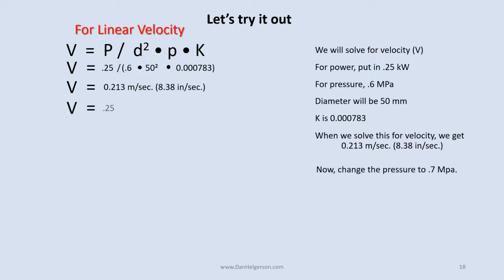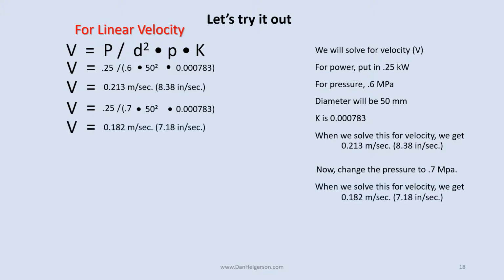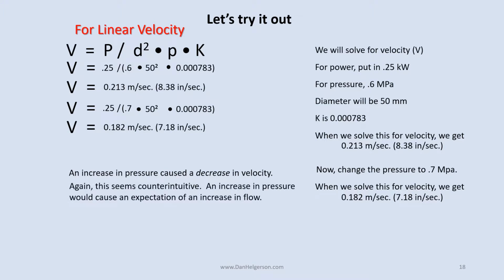Now, change the pressure to 0.7 megapascals. When we solve this for velocity, we get 0.182 meters per second. An increase in pressure caused a decrease in velocity. Again, this seems counterintuitive. An increase in pressure would cause an expectation of an increase in flow, but in these equations, we only changed the pressure. The power and diameter stayed the same.